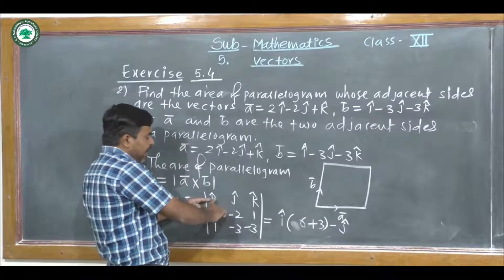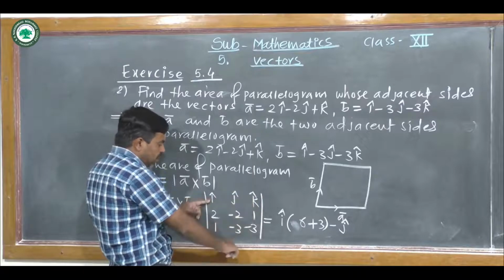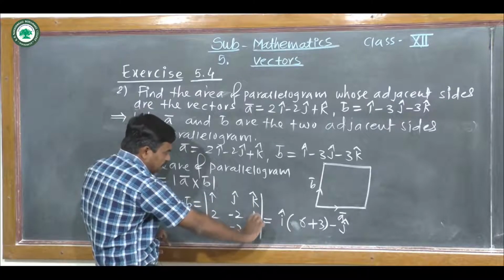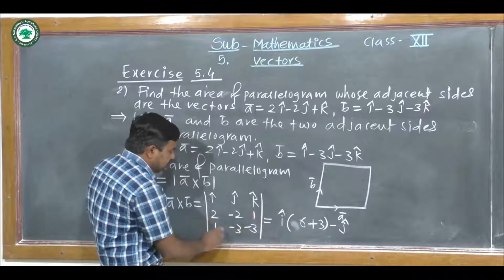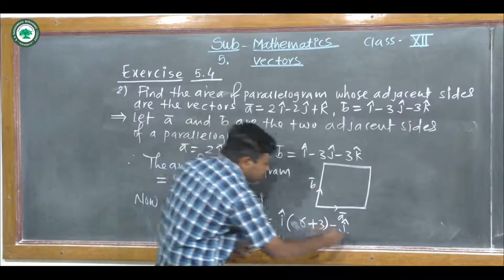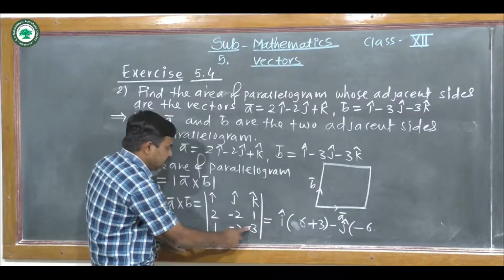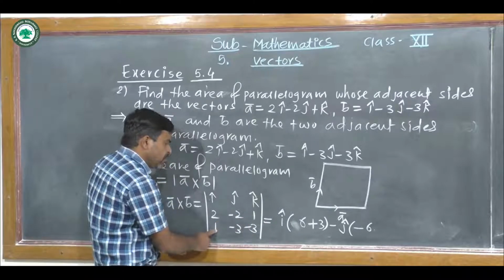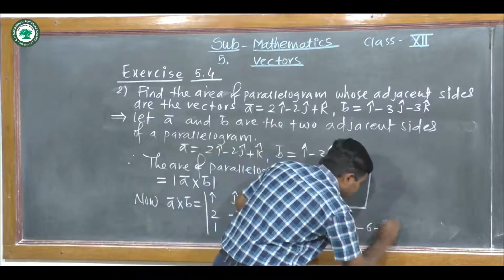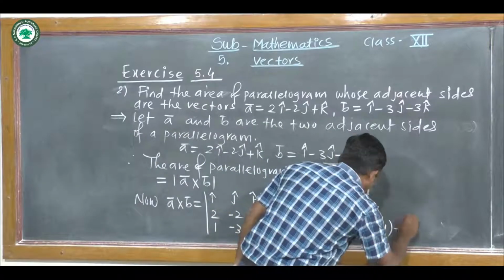Now j cap lies in first row and second column. So leave first row and second column. The remaining 4 elements are these. And take the determinant of these 4 elements. That is 2 into minus 3 minus 6, minus 1 into 1, plus k cap.